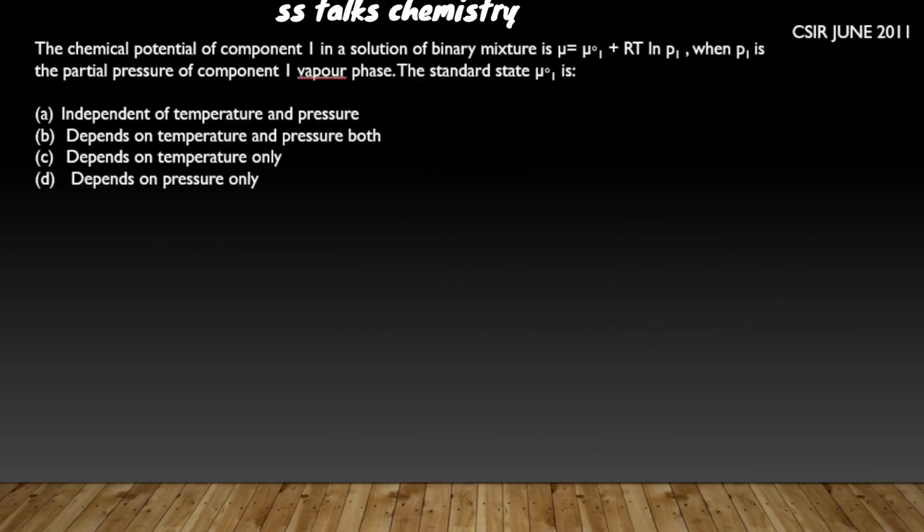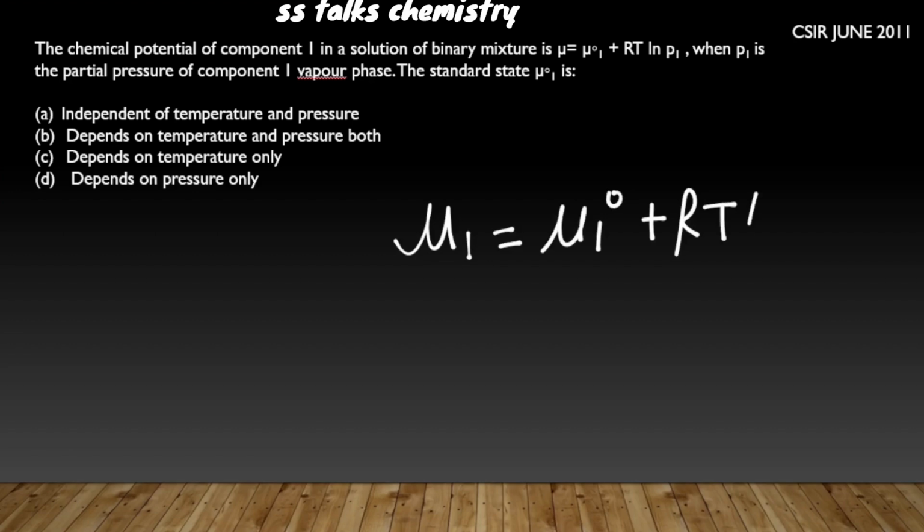Okay. Now moving on to the next one. In this question it is given the chemical potential of a component 1 in a solution of a binary mixture. It is given by this: mu1 is equal to mu1 naught plus RT ln of P1, where P1 is the partial pressure of component 1 in the vapor phase. The standard state, that is mu1 naught, is dependent upon which of the following, that is, it is dependent upon temperature or pressure, or only on the temperature. So mu1 equals mu1 naught plus RT ln P1. This is what is given.